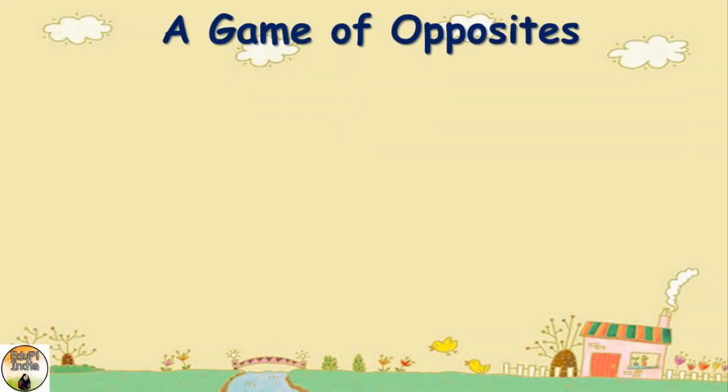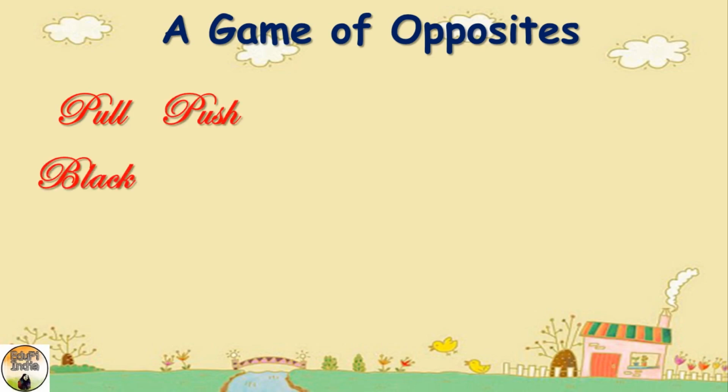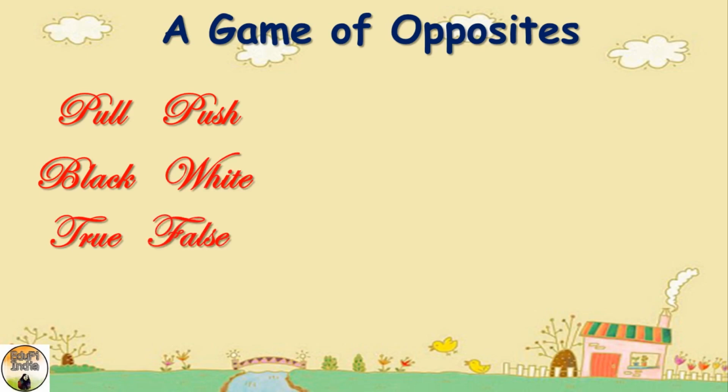Now a game of opposites. Here some words are given to you and you have to write its opposite. So let's see them one by one. Pull. Opposite of pull is push. Next word is black. Opposite of black is white. Next word is true. Opposite of true is false.